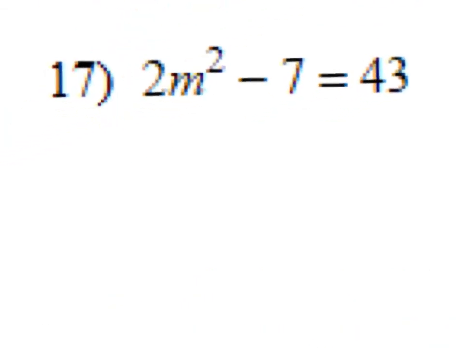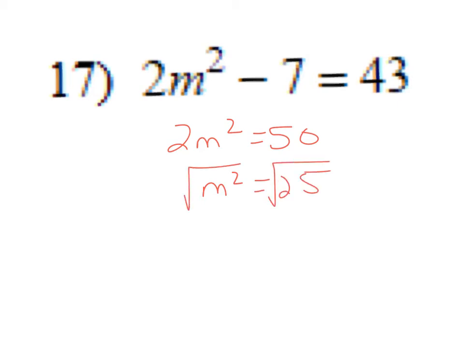Okay, again, we're going to isolate first. So I'm going to go ahead and add that 7 over and get 2m squared equals 50. I'm going to divide both sides by 2 and get m squared equals 25. I'm now going to go ahead and square root both sides. And I'm going to end up with m equals plus or minus 5.